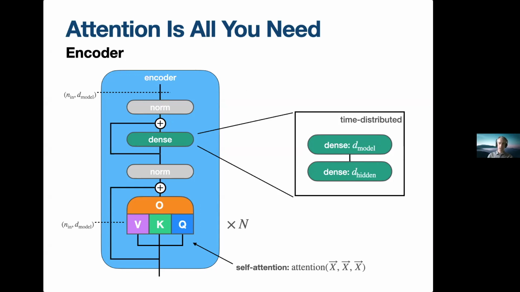One attention layer is not going to be enough. It's simply not enough to generate good features on which to base a translation. So as a result, this entire block here is going to be repeated some number of times n. And they chose the number of times n to be equal to 6.